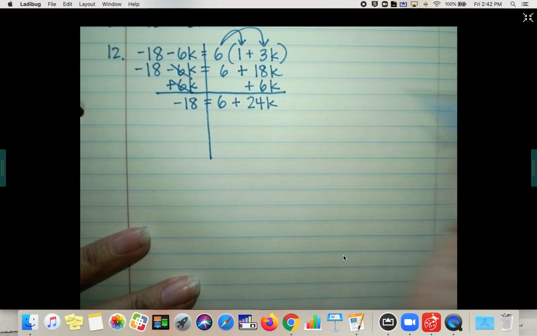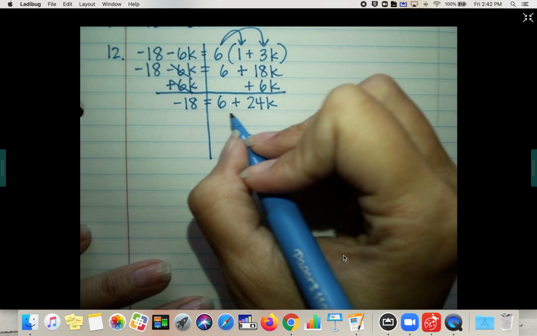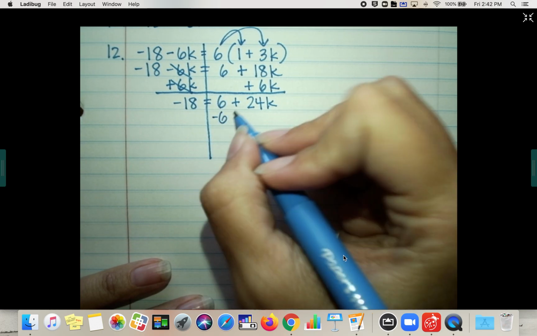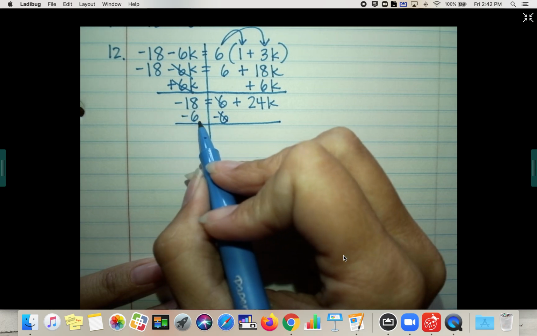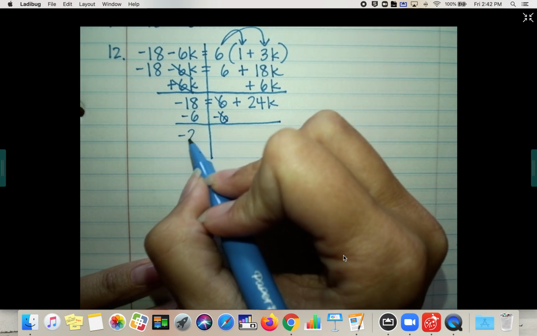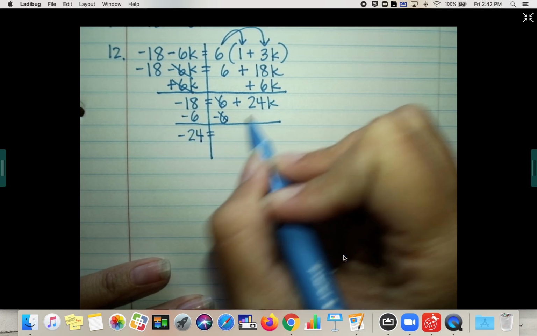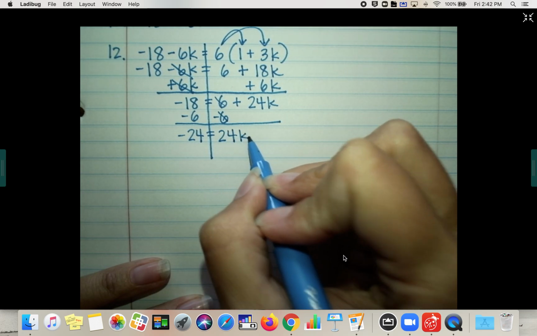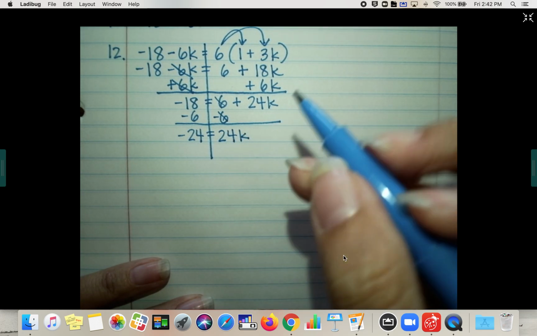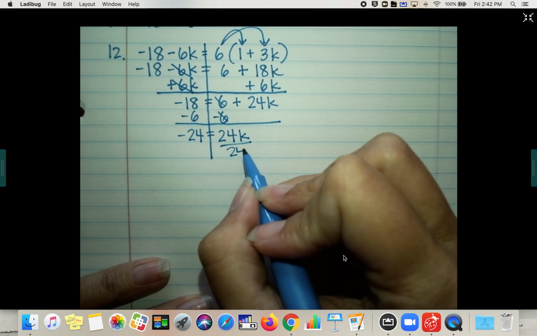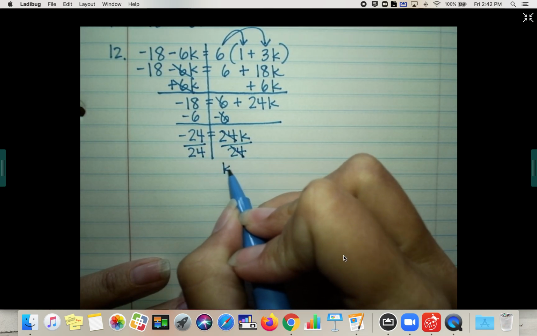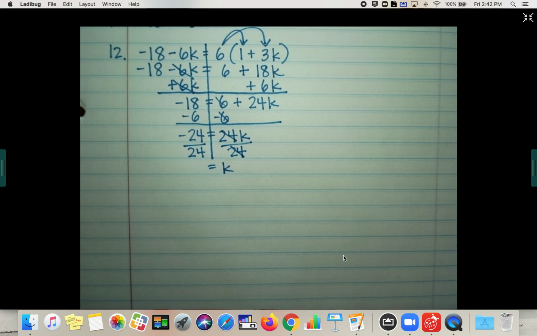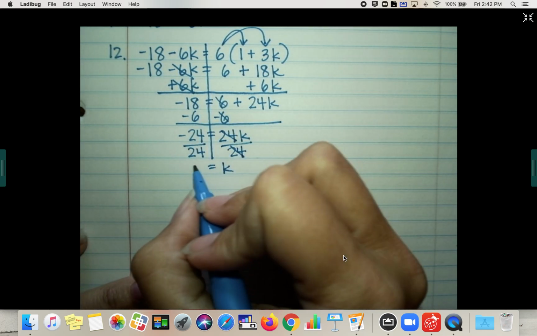All right, now you're left with a basic two-step equation. Get rid of the positive 6 by subtracting it. Negative 18 minus 6 more is negative 24. Bring down 24k. Last step, 24 is being multiplied by k, so we are going to divide by 24. Negative 24 divided by positive 24 is negative 1.